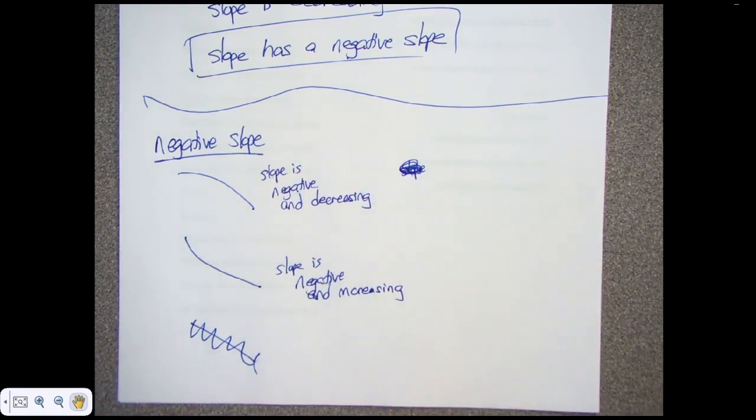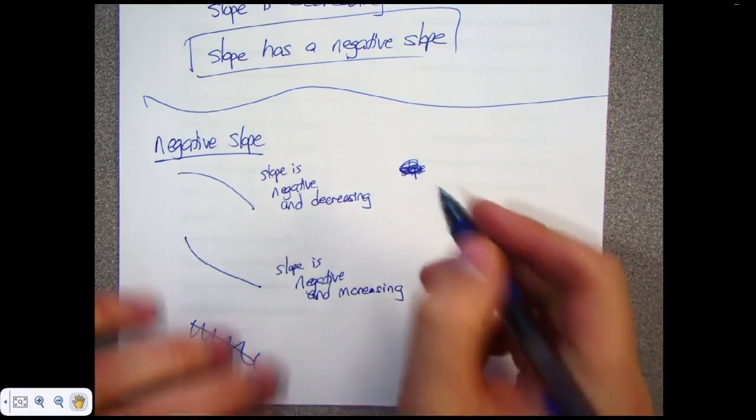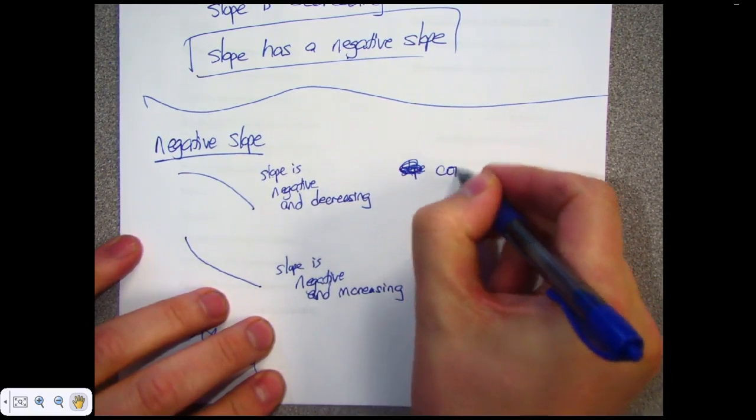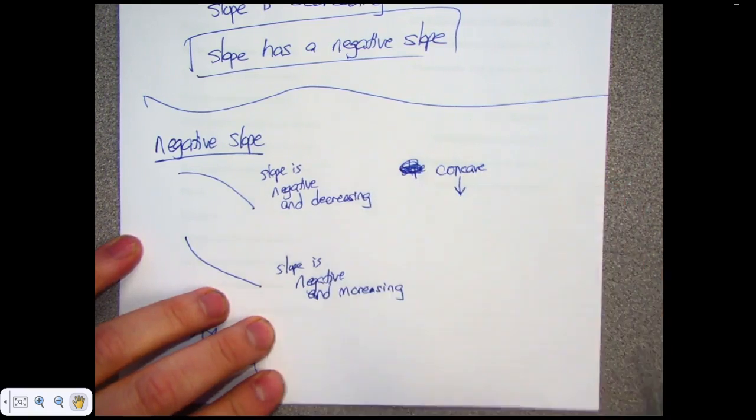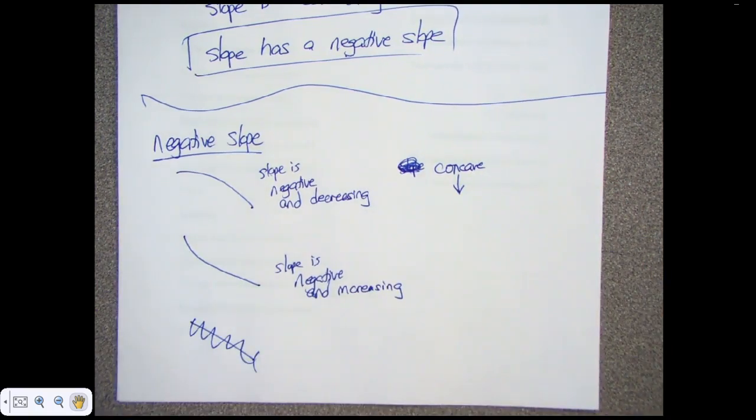If the slope is negative and decreasing, what's another word for that? Two words, actually. Say it louder. That's concave down. Slope is negative and decreasing. Slope is negative and increasing. What's that?